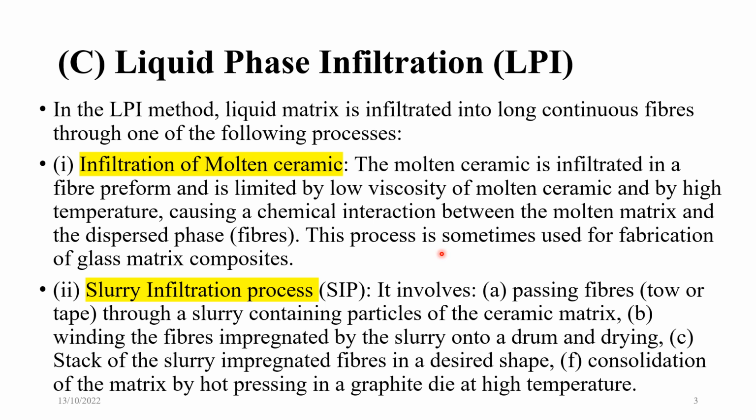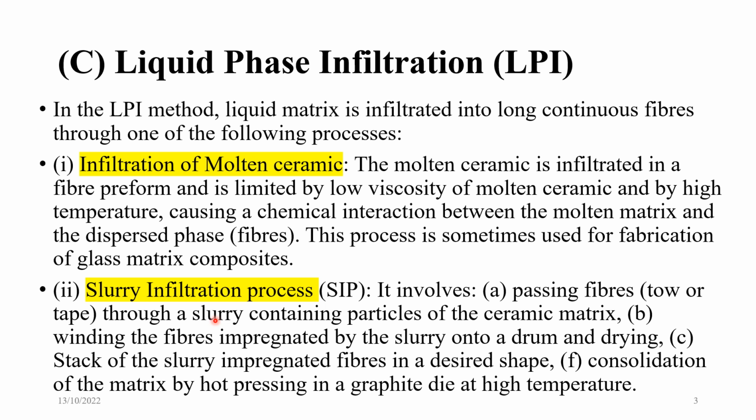Now try to remember, when you have studied infiltration methods for ceramic matrix composites, the infiltration method is essentially guided by the capillary process. So the same thing we are seeing in liquid phase infiltration as well. What about in the slurry infiltration process? It involves passing fibers or tow through a slurry containing particles of the ceramic matrix. That means the slurry is made of particles which are nothing but the ceramic matrix. Then winding the fibers impregnated by the slurry onto a drum and drying it.